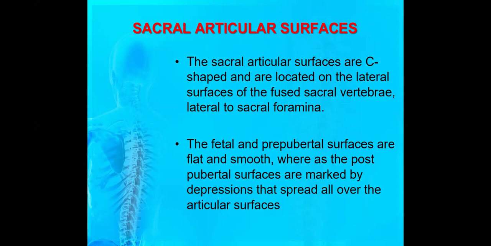The sacral auricular surfaces are C-shaped and are located on the lateral surface of the fused sacral vertebrae, lateral to the sacral foramina. The fetal and the prepubertal surfaces are flat and smooth. Here is the post-pubertal surface that is marked by depressions that spread all over the articular surface of the sacrum.